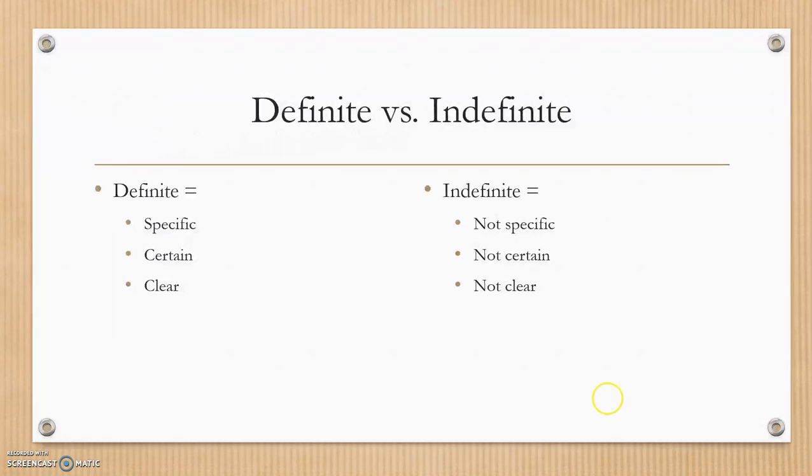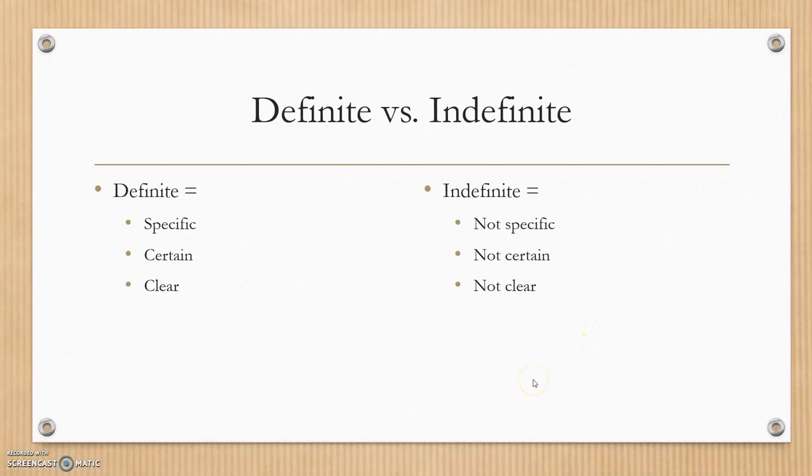So first let's talk about the word indefinite by comparing it to definite. What do these words mean? Definite means something specific, certain, or clear. And so indefinite is the opposite. You know, the prefix in means not. So indefinite means not specific, not certain, not clear.